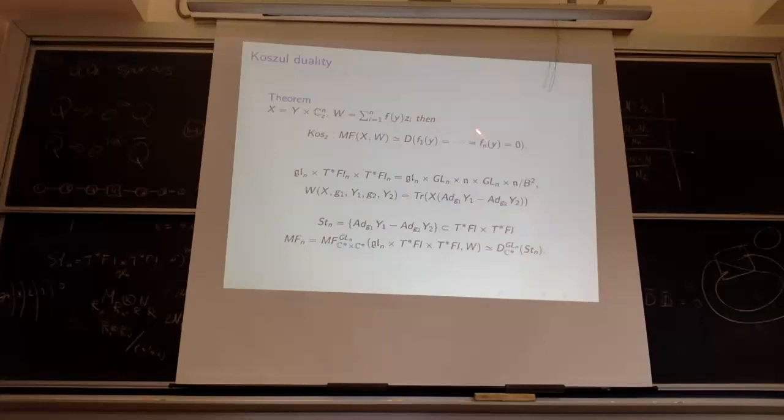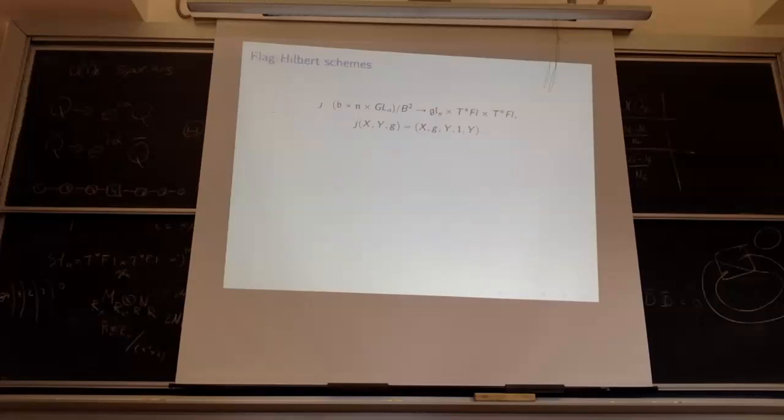One thing I should say is that the correct statement here should be DG. Sometimes these equations are not transverse, and then the matrix factorization tells you the correct thing to do; it's the correct derived object. Okay, so here is where the flag Hilbert schemes appear now. Let me explain how it appears.